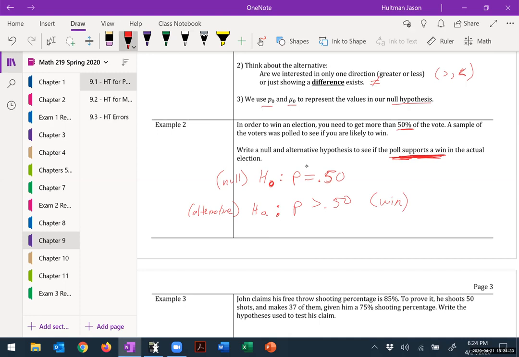Now, exactly 50% is not a win. That's a tie, right? We don't need to put the or less because even if we go up to 50%, we still didn't win. We have to be above 50%. That's why it's the greater than symbol for it to be a win. So this is the null and the alternative.